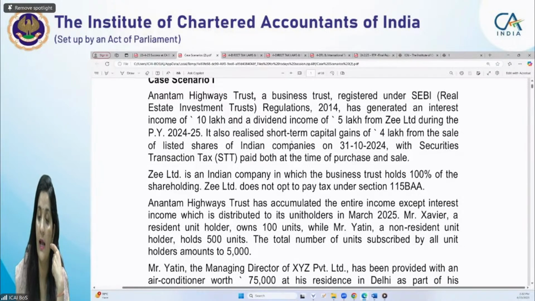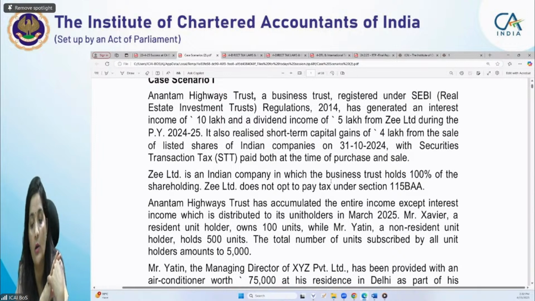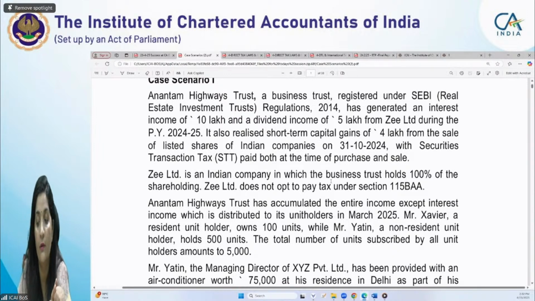It also realized short-term capital gains of 4 lakhs from the sale of listed shares of Indian companies with STT paid both at the time of purchase and sale. Okay, G Limited is a SPV, Special Purpose Vehicle Entity. So G Limited is an Indian company in which the business trust holds 100% of the shareholding, and G Limited does not opt to pay tax under section 115BAA.